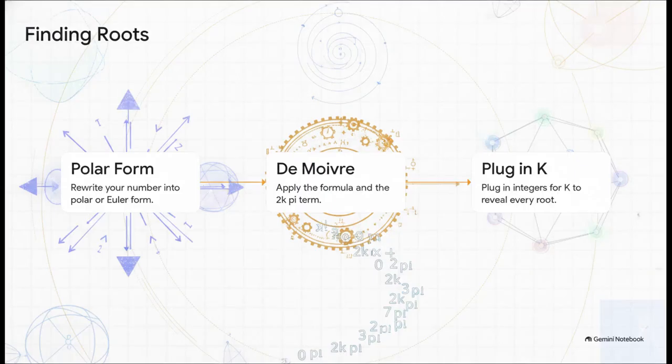Okay, let's actually dive into this step-by-step logic to demystify finding roots. Let's say you need the 7th root of a number. Step 1, you rewrite your number into polar or Euler form. Step 2, you apply de Moivre's fractional formula. Now this introduces a 2k pi term to account for those rotational loops we talked about earlier. And finally, step 3, you simply plug in integers for k, starting from 0 all the way up to n-1, and that reveals every single root one by one.